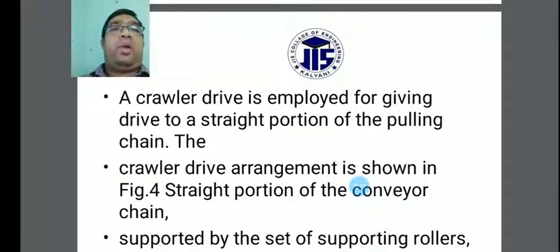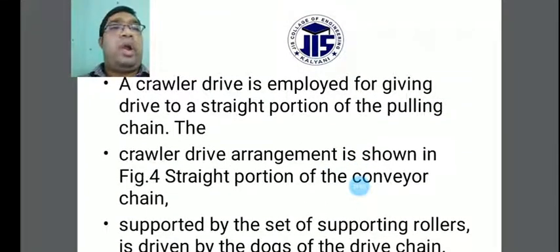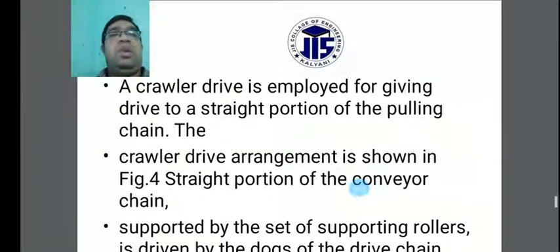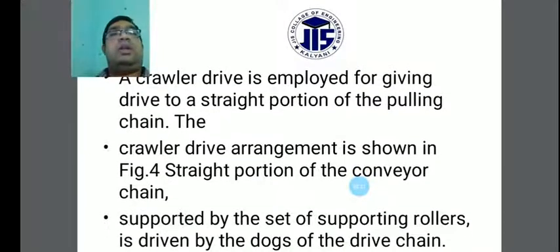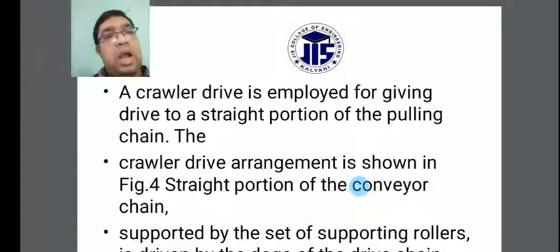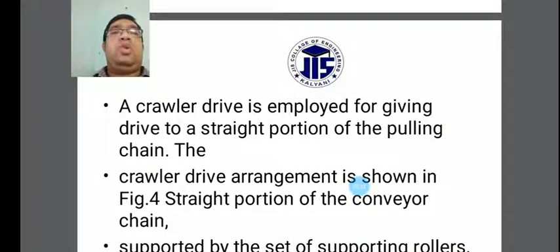A corollary drive is employed for giving drive to a straight portion for pulling the chain. The knot, or bending portion, is complicated, and this comes according to the straight portion of the pulling chain. This is the pull, and the knot would be a push, because the two are pulled toward each other.